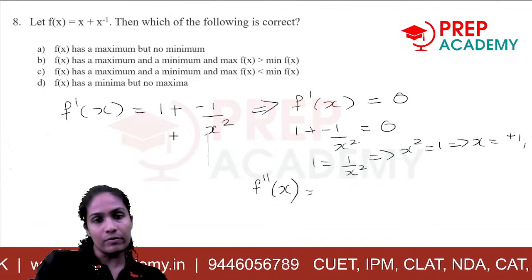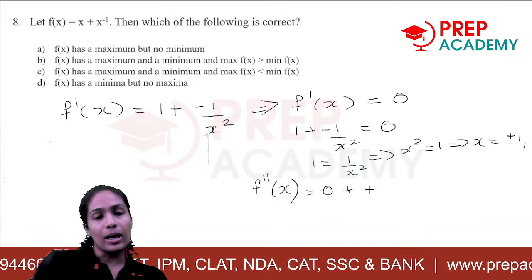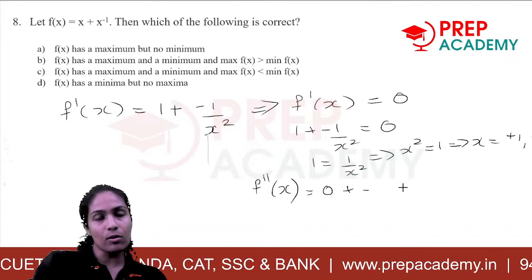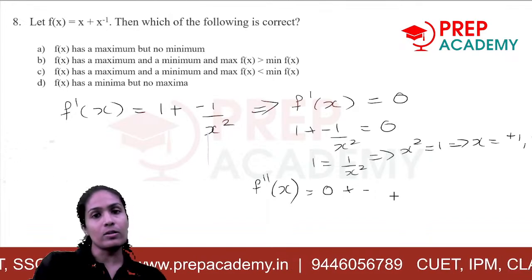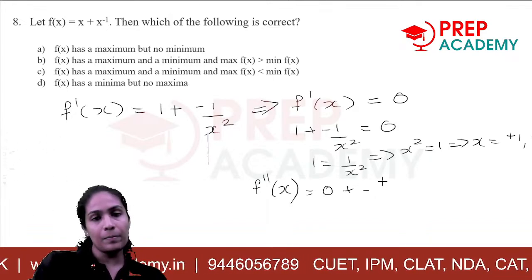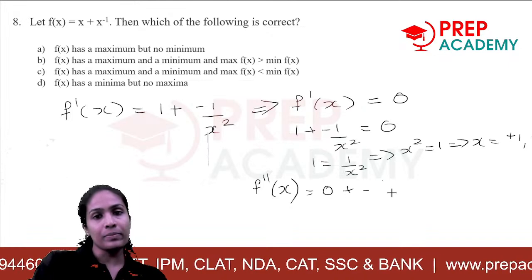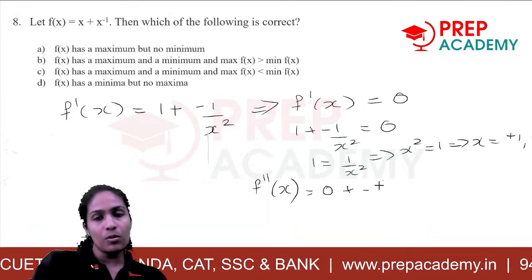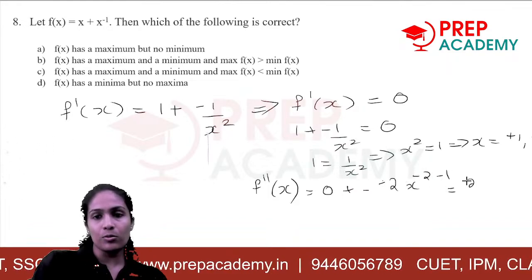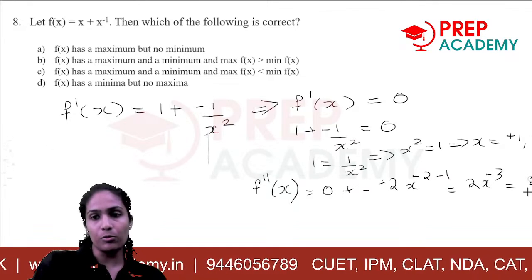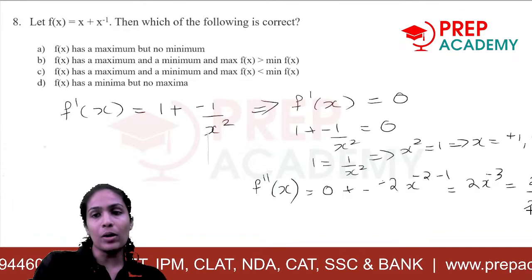On differentiating the first derivative again, the derivative of 1 is 0, plus the derivative of minus 1 by x square, which is minus 1 times x raised to minus 2. Sorry, the derivative of x raised to n is n x raised to n minus 1. So minus 2 x raised to minus 2 minus 1, which implies 2 x raised to minus 3, which is equal to 2 by x cube. x raised to minus 3 means 1 by x cube. So the second derivative is 2 by x cube.